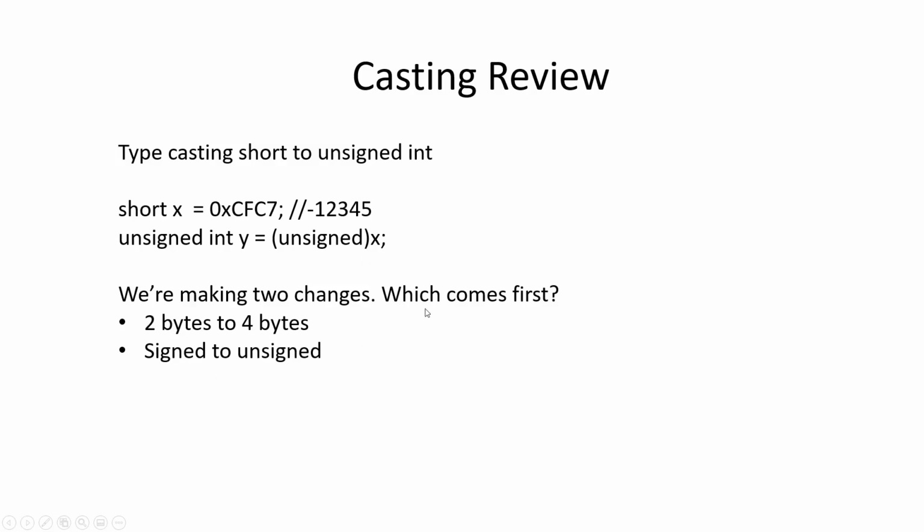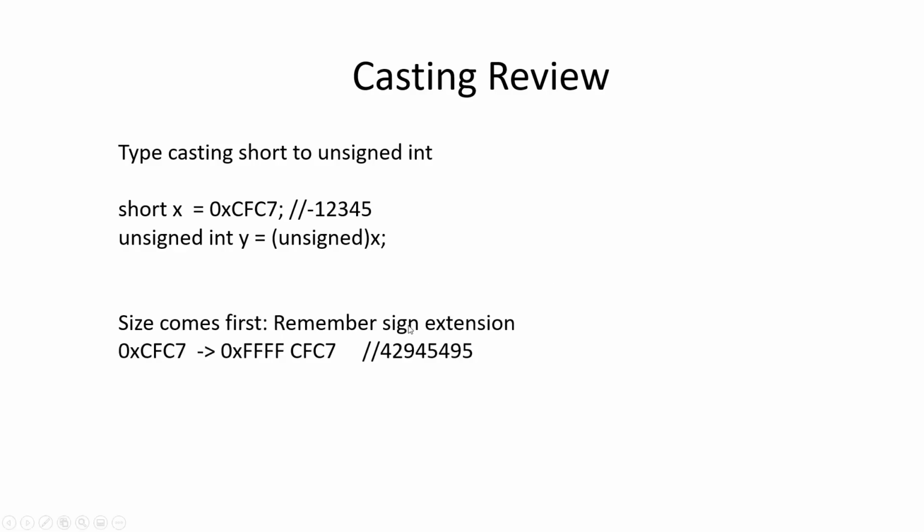So the question is, which comes first? Which comes first? And the order here matters. The answer is that the size is changed first. So to do this, remember we're going to be using sign extension. So it goes from CFC7. This begins with a 1. So we're going to add an extra 2 bytes of completely filled in with 1s to go from a short to an int.